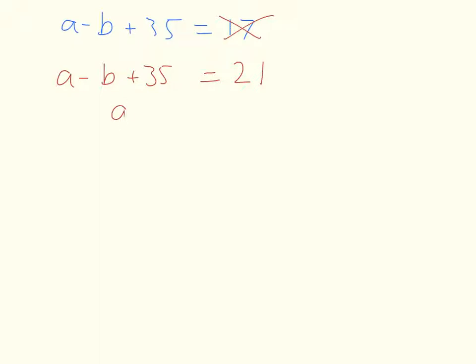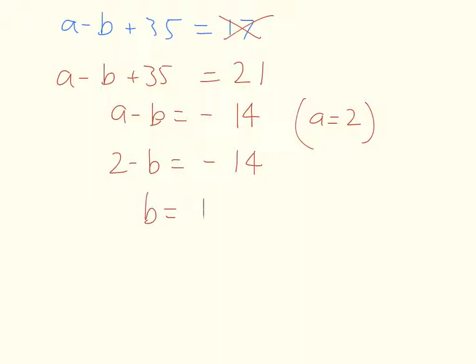Okay, so what we've got is a minus b plus 35 equals 17. Now, in fact, that's an error. I made an error on the previous slide, so it should in fact say a minus b plus 35 equals 21. If you check the numbers on that previous slide, that will be correct. So I'm going to bring this 35 over to the right, so I'll end up with a minus b equals negative 14. Well, we could solve simultaneously, but we already know that a equals 2. So I end up with 2 minus b equals minus 14, and my answer for b, therefore, is 16.